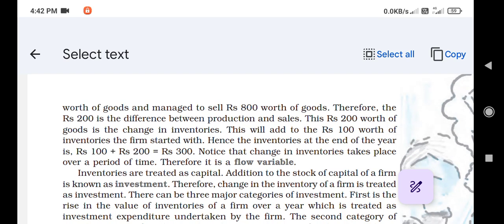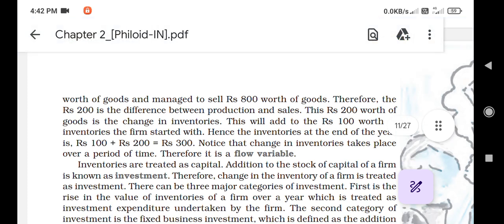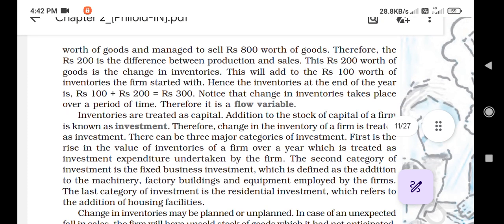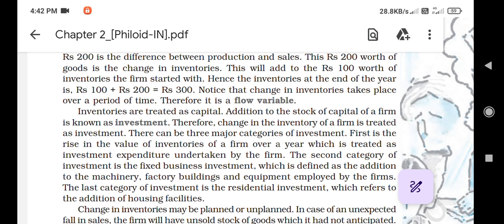worth of goods and managed to sell Rs 100 worth of goods. Therefore, the Rs 200 is the difference between production and sales. This Rs 200 worth of goods is the change of inventories. This will add to the Rs 100 worth of inventories the firm started with. Hence, the inventories at the end of the year is 100 plus Rs 200 is equal to 300.